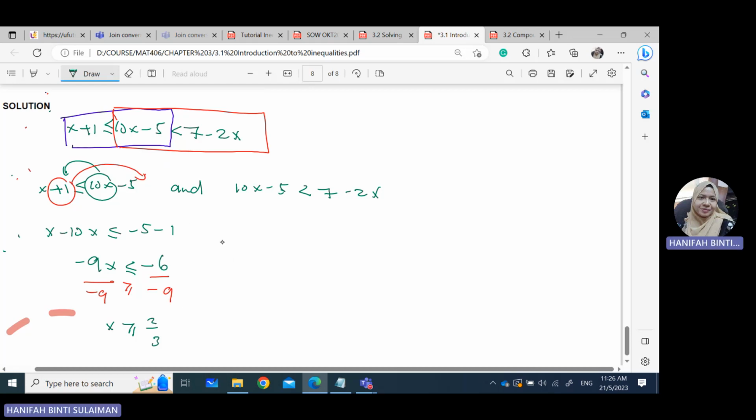Okay, and second part, 10x minus 5 less than 7 minus 2x. So kita selesaikan. Then here we have 10x plus 2x. This 2x kita pindahkan ke sebelah. Kita akan dapat plus lah. 10x plus 2x are less than 7 plus 5. So here we have 12x less than 12. So x is less than 12 over 12. And we have less than 1.